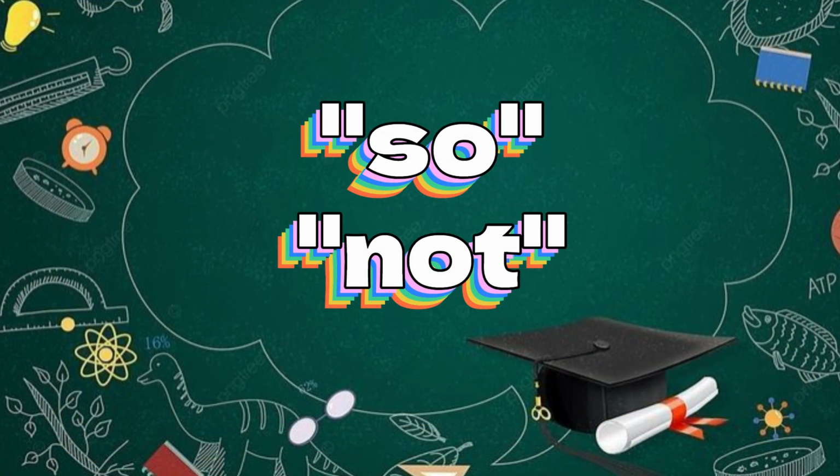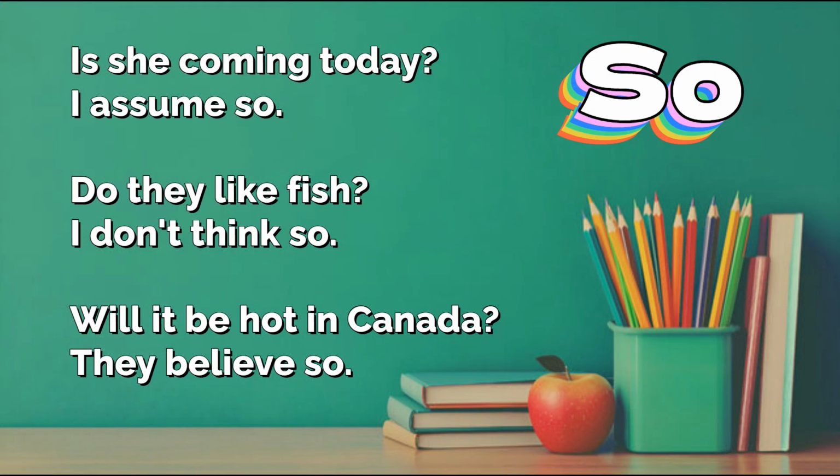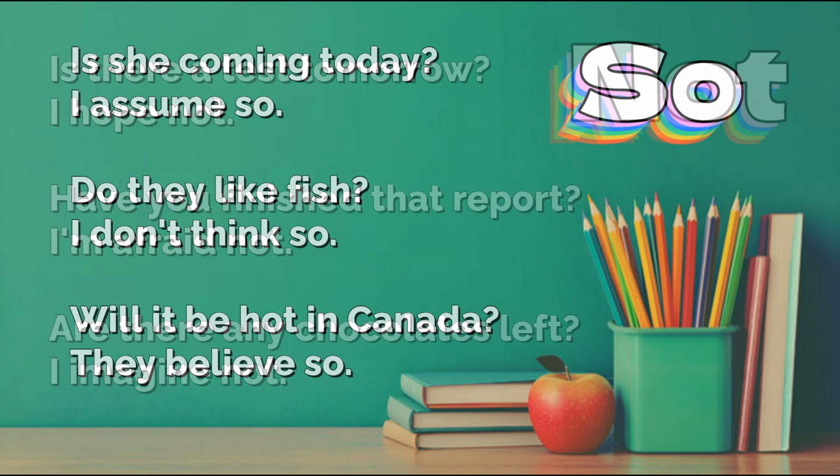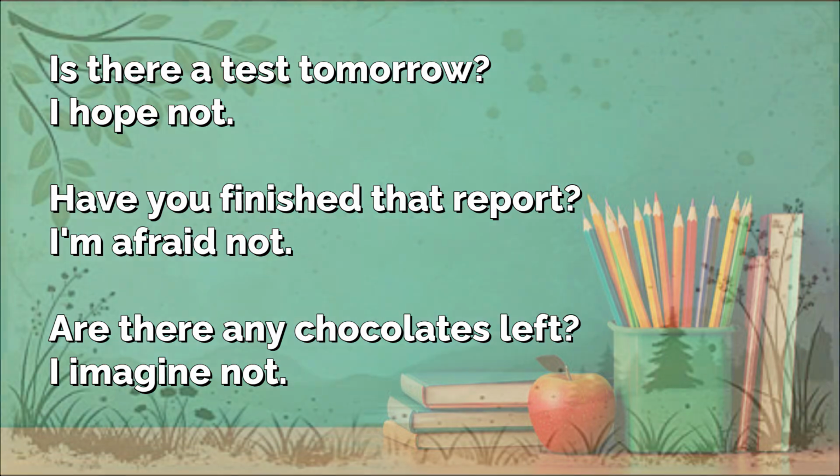Finally, we can use so and not to replace entire phrases after certain verbs. For example, with so, "Is she coming today?" "I assume so." "Do they like fish?" "I don't think so." "Will it be hot in Canada?" "They believe so." And with not, "Is there a test tomorrow?" "I hope not." "Have you finished that report?" "I'm afraid not." "Are there any chocolates left?" "I imagine not."